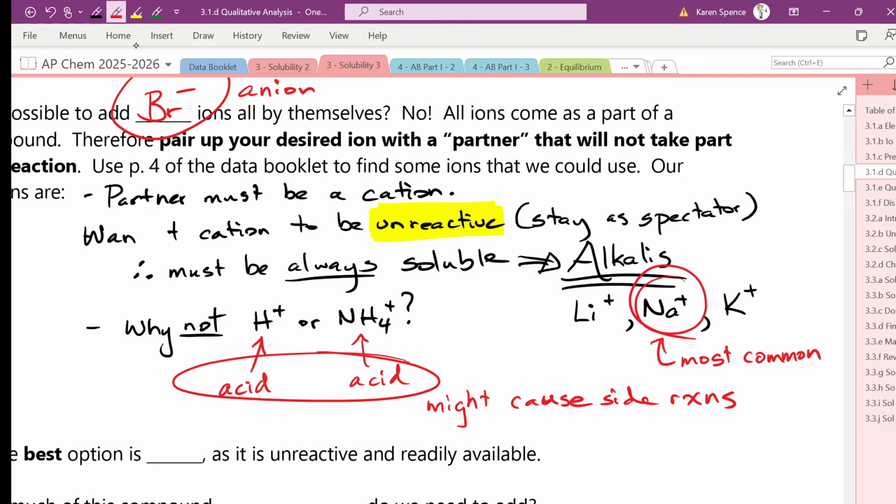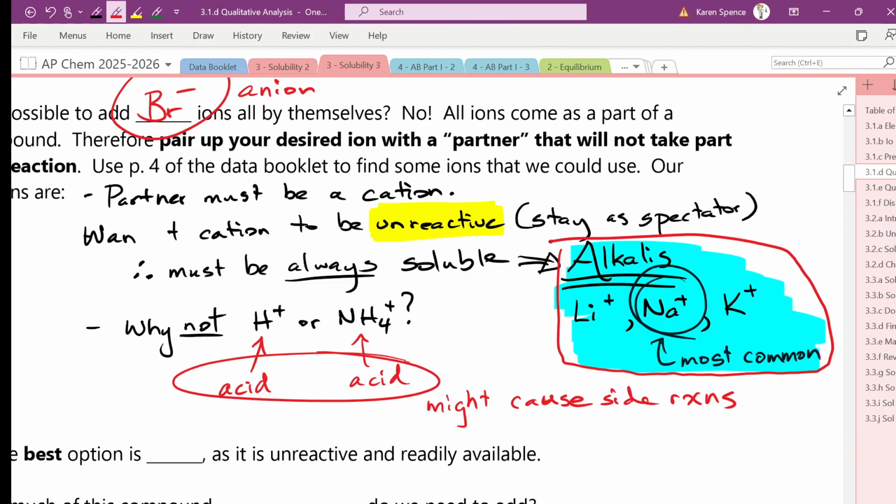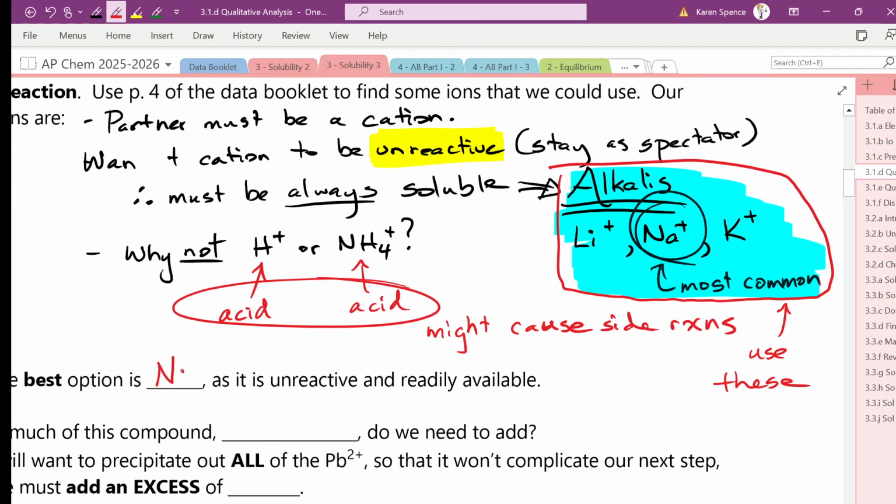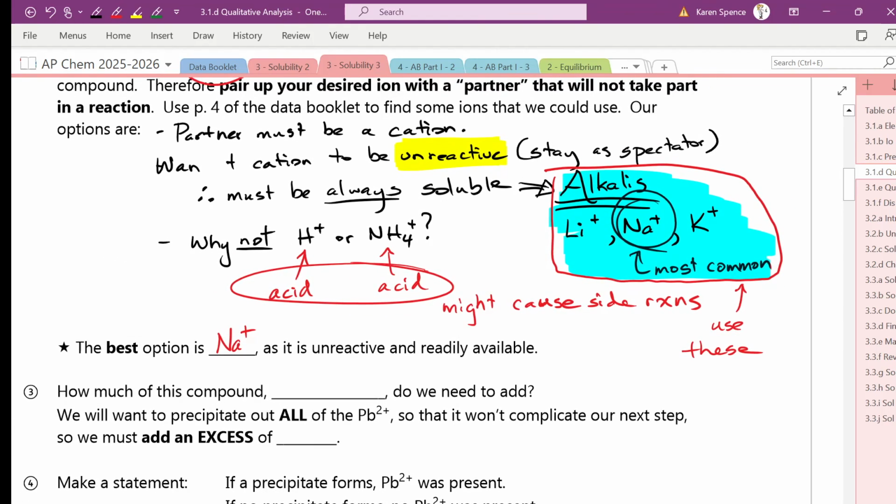So what do we want to use? We want to use our alkalis, okay? Sodium being the most common. So our best option is Na+, as it is unreactive and readily available.